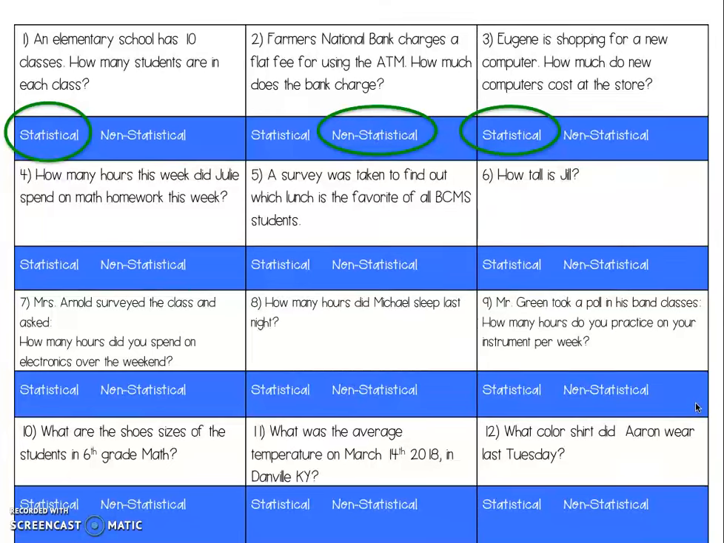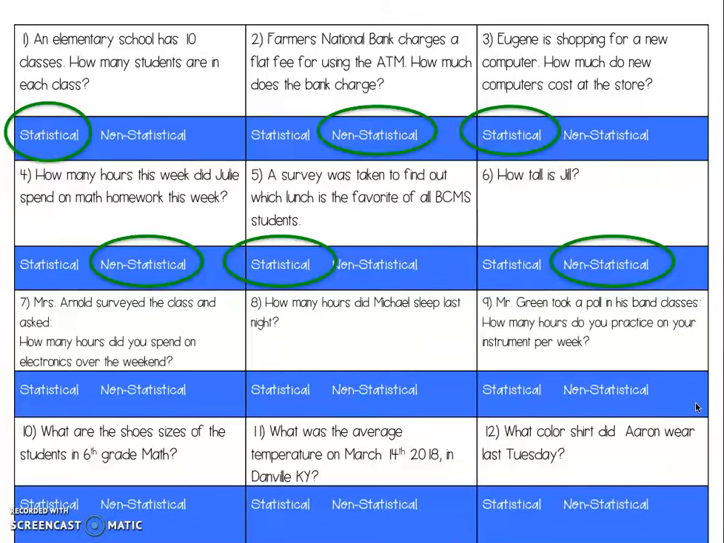Number 4 says, how many hours this week did Julie spend on math homework? That is non-statistical because I can answer that with one answer. Julie spent 5 hours. Number 5, a survey was taken to find out which lunch was the favorite of all BCMS students. That question is statistical because every BCMS student might say, oh, I like fish nuggets, or I like pizza, or I like fajita chicken. You're going to get a variety of answers, multiple different answers. Number 6, how tall is Jill? That one is non-statistical because I can answer it with one answer. Jill is 5 feet tall.